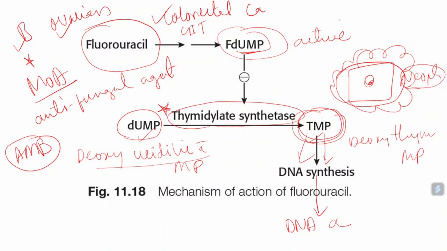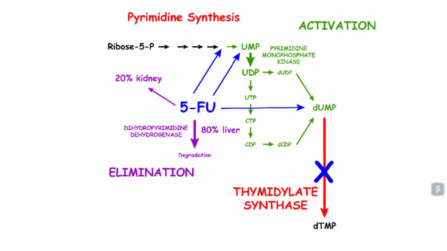Okay. So the mechanism you already understood. 5-fluorouracil is activated into FdUMP. FdUMP inhibits the thymidylate synthase, and due to the inhibition of this enzyme, it stops the production of TMP, which is important in synthesizing DNA. And with that, DNA replication stops.